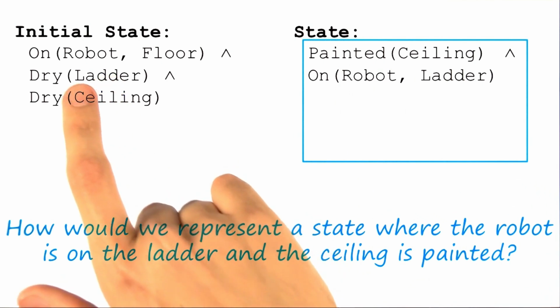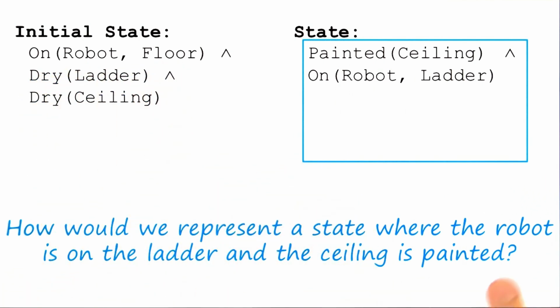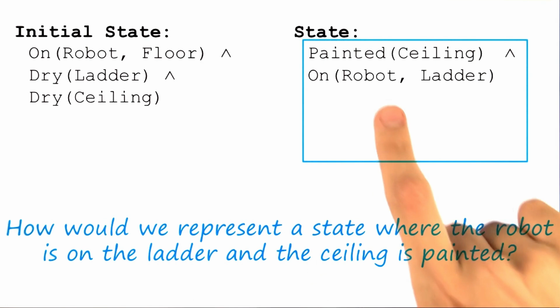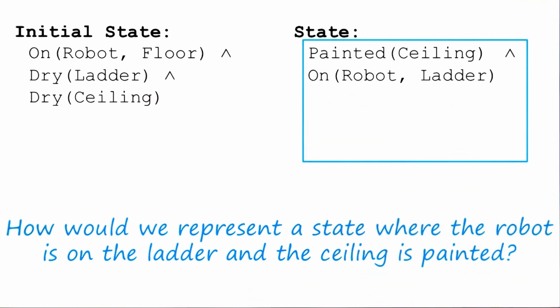Earlier in the initial state, we said that the robot was on the floor, and now we know that the robot is on the ladder. So I'm going to say robot on ladder. And this is an and, so I'm going to join them with a conjunction right there. I wasn't given any other information about the world, so I'm not including anything else in this state.